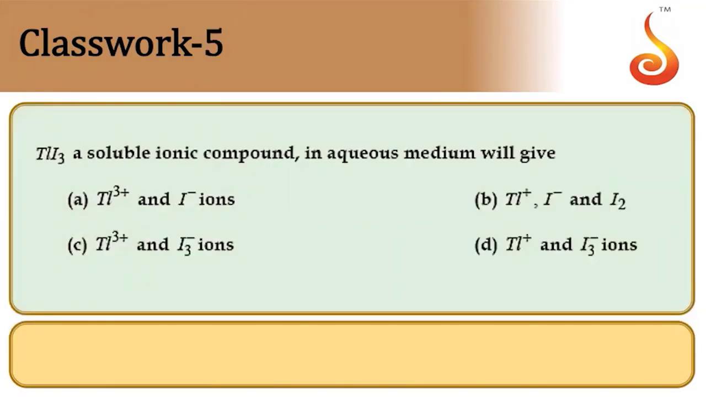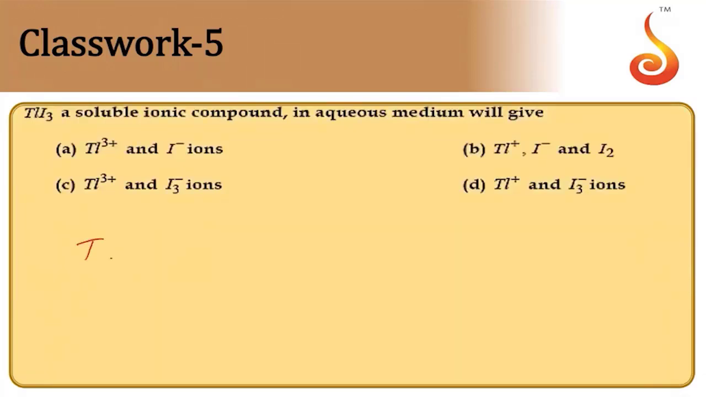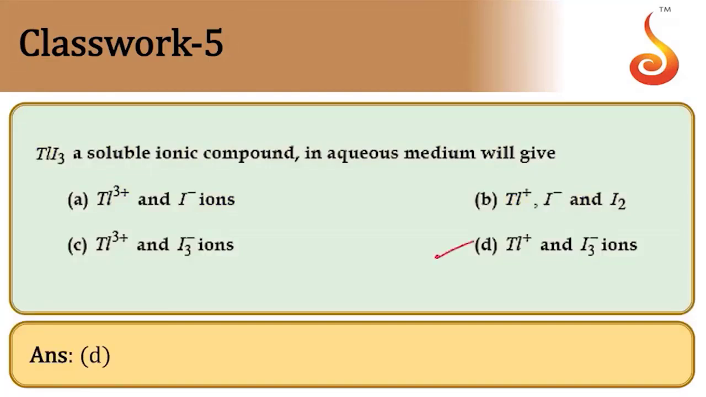Then, TlI3, a soluble ionic compound in aqueous medium. The thallium plus 1 state is more stable because of the inert pair effect. So when TlI3 dissolves in water, we get Tl plus 1 and then I3 minus. Tl plus 1 is stable because of its inert pair effect. So the compound should be Tl plus 1 and I3 minus. So the option is D. Option D we have.